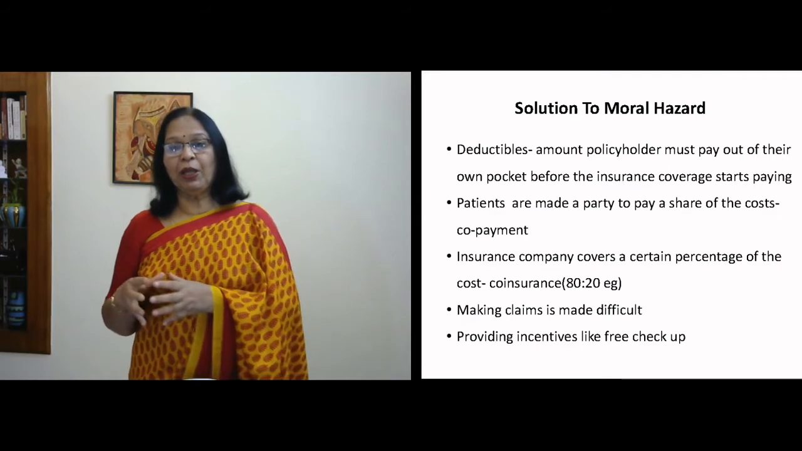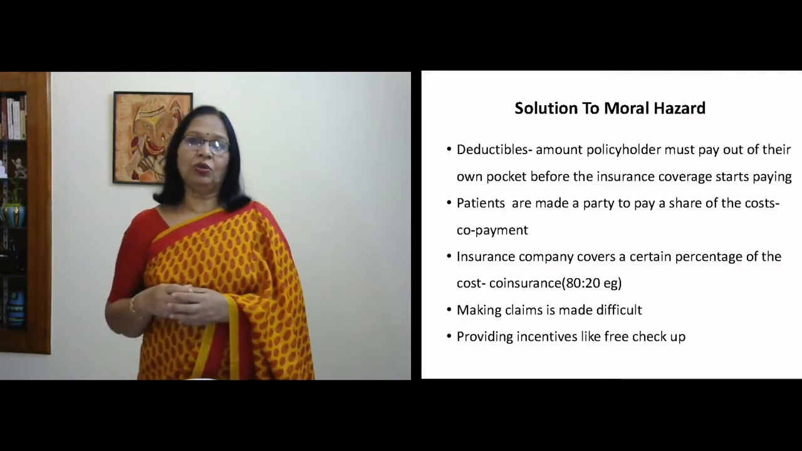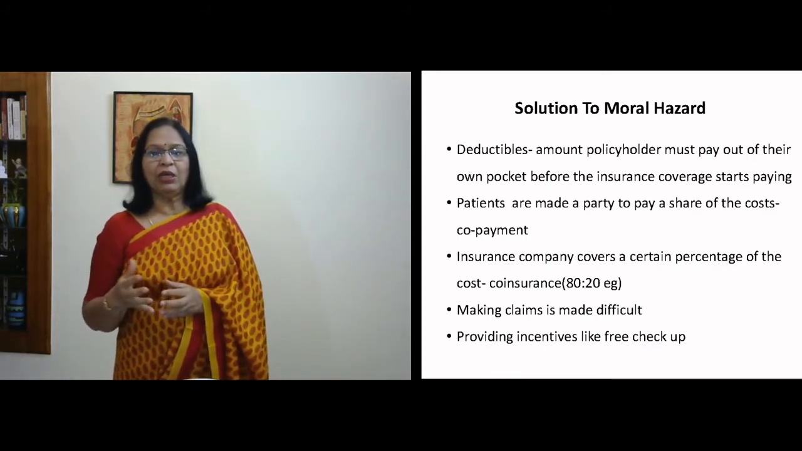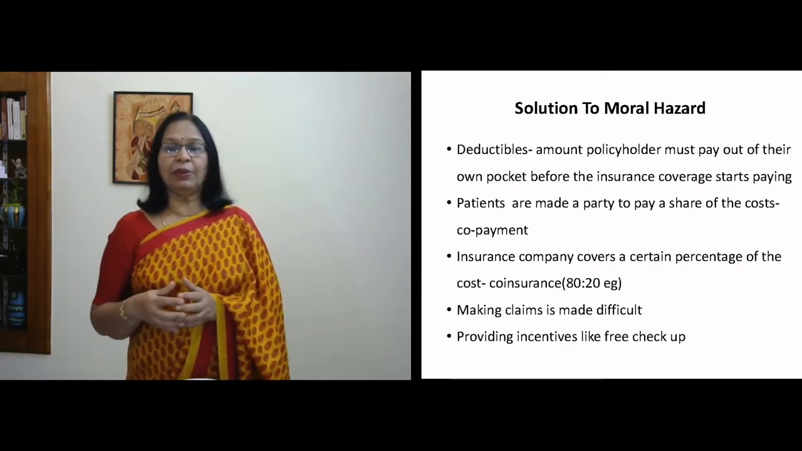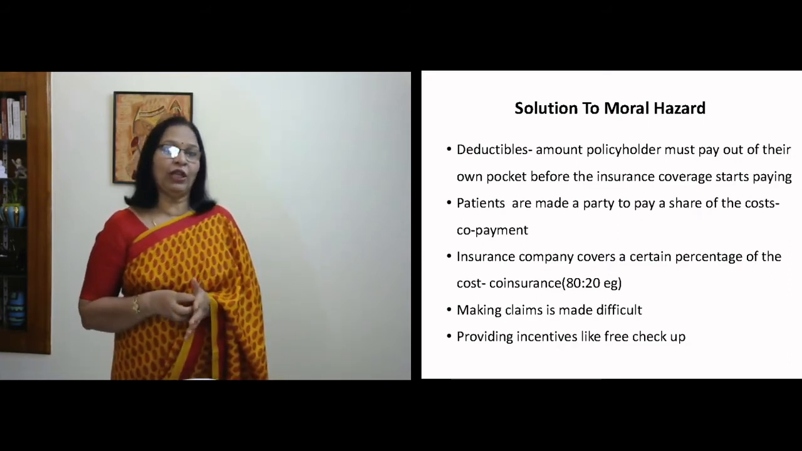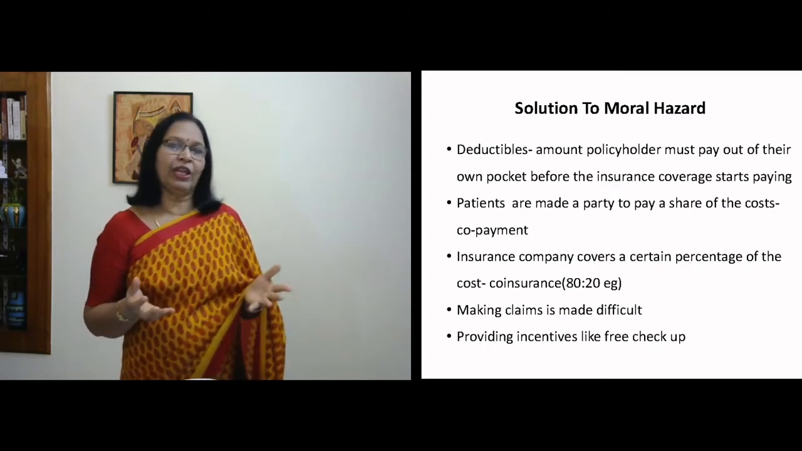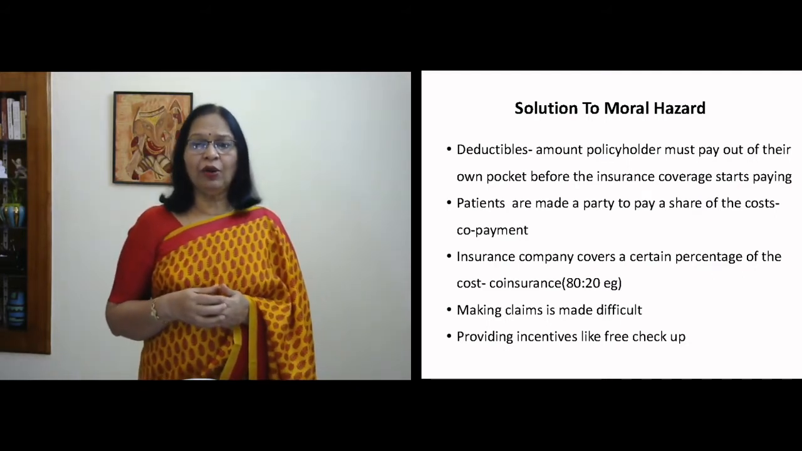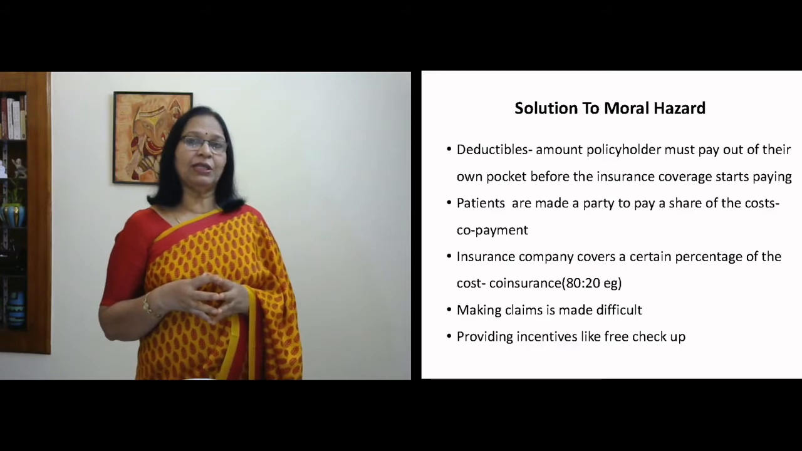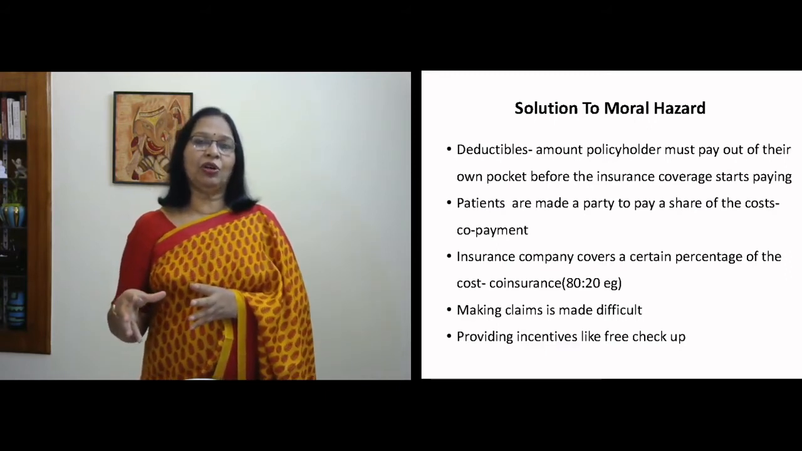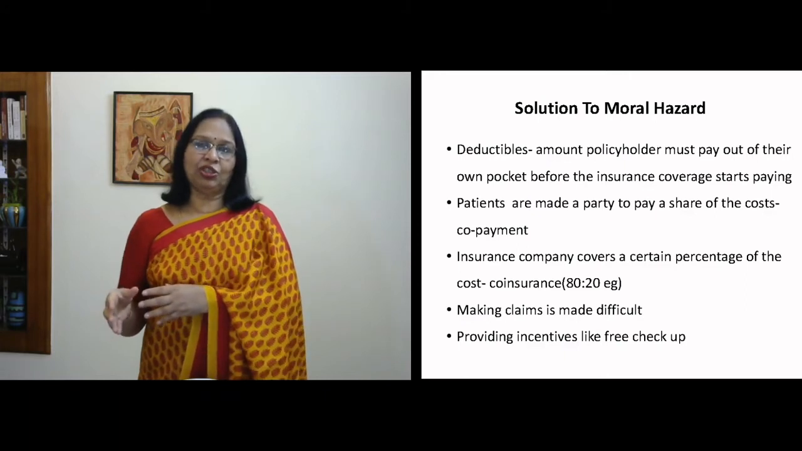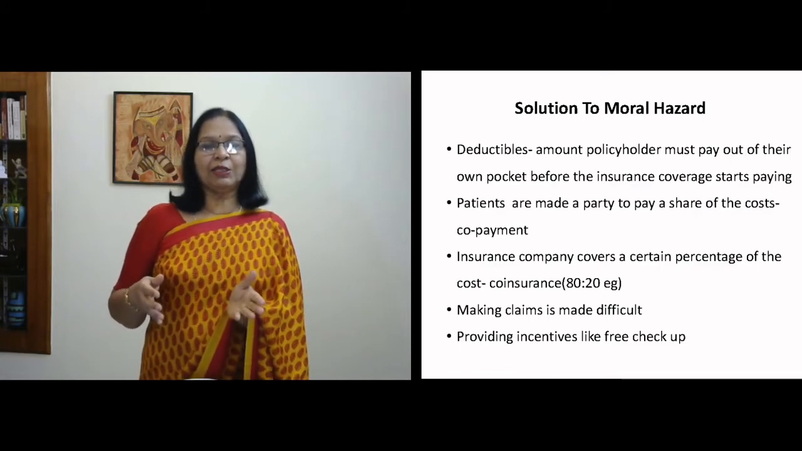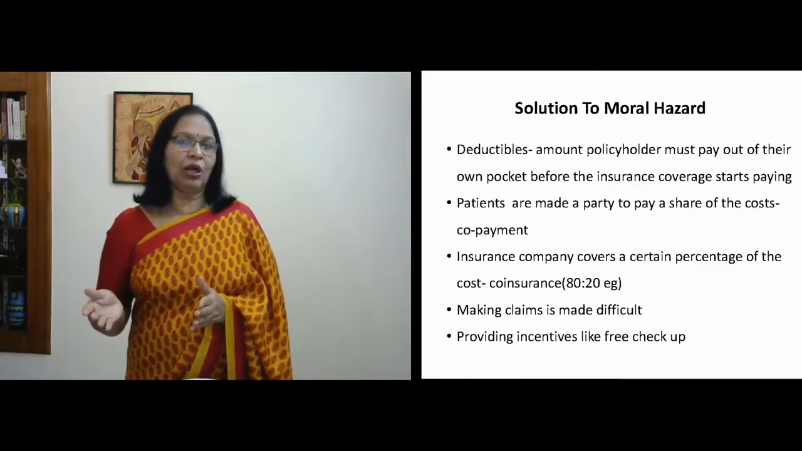Then patients are made to pay a share of the cost. Part of the cost itself has to be paid by the individual, which is called co-payment. Also, we understand co-insurance. Insurance companies cover only a certain portion of the total cost of treatment. Say 80% will be paid by the insurance company and 20% by the individual. The reason for doing these things is that individuals do not seek medical insurance claims just because they are insured. This prevents them from seeking claims, because unless a person has spent a certain amount of money, the insurance company doesn't come into action.